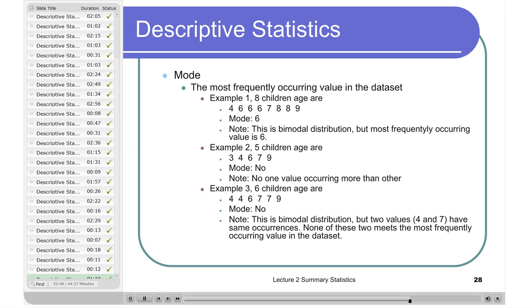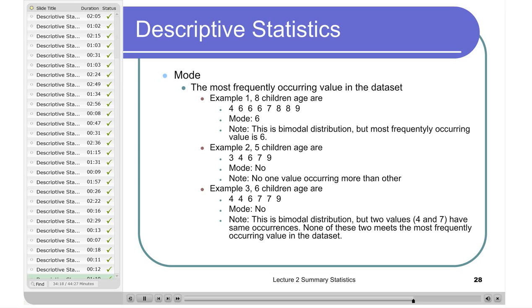This is technically a bimodal distribution because if you looked at a graph of this distribution, there would be a peak at 6, and then it would go back down, and then there would be another peak at 8. But only the number 6 is considered to be a mode because it occurs more frequently than any other number. In the second example, where we're looking at numbers between 3 and 9, there is no mode. No number occurs more frequently than any other number. So this data set does not have a mode.